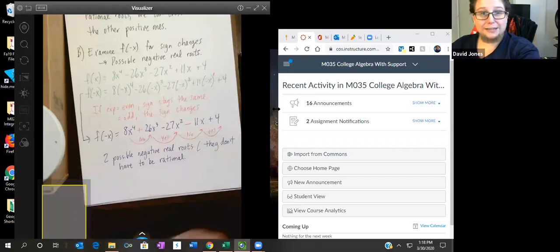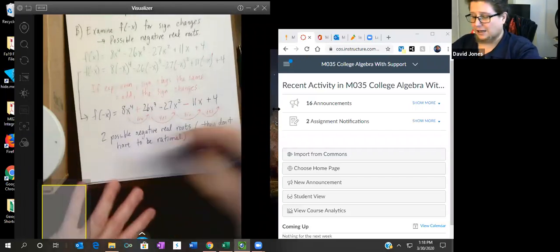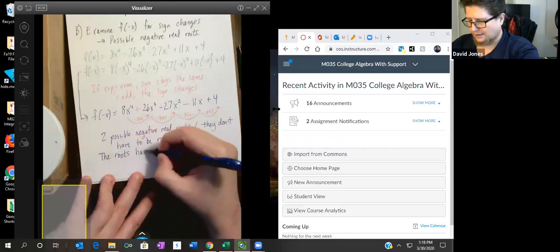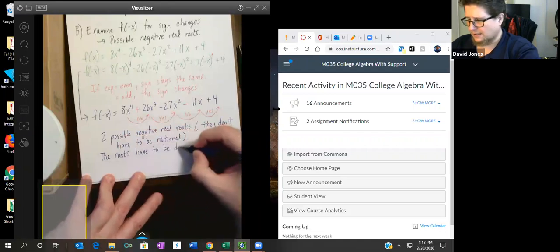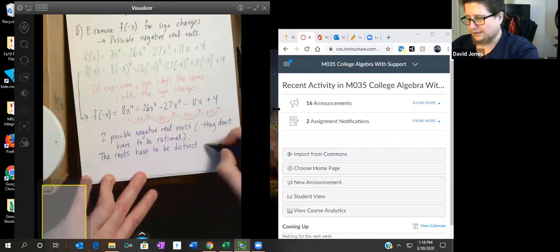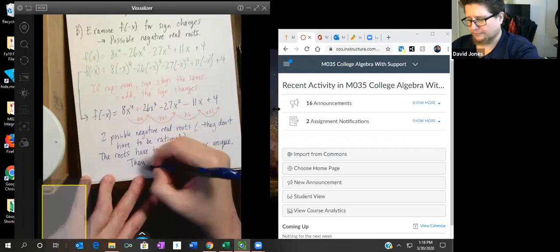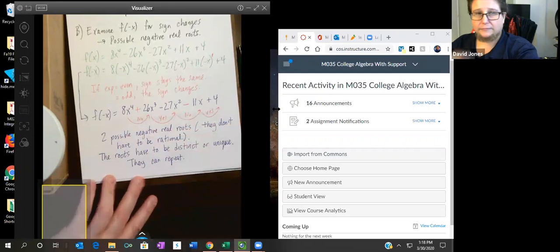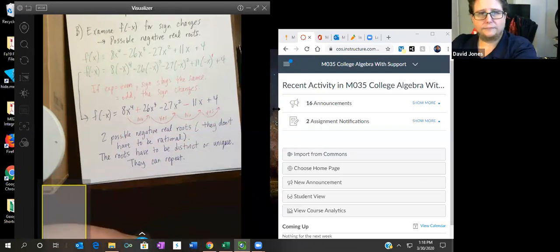And you know what's even worse? The roots don't have to be distinct. Distinct or unique. They can repeat. What that means is if we find that 1 is a root, 1 might show up again as another root. So we may have to check that number again.